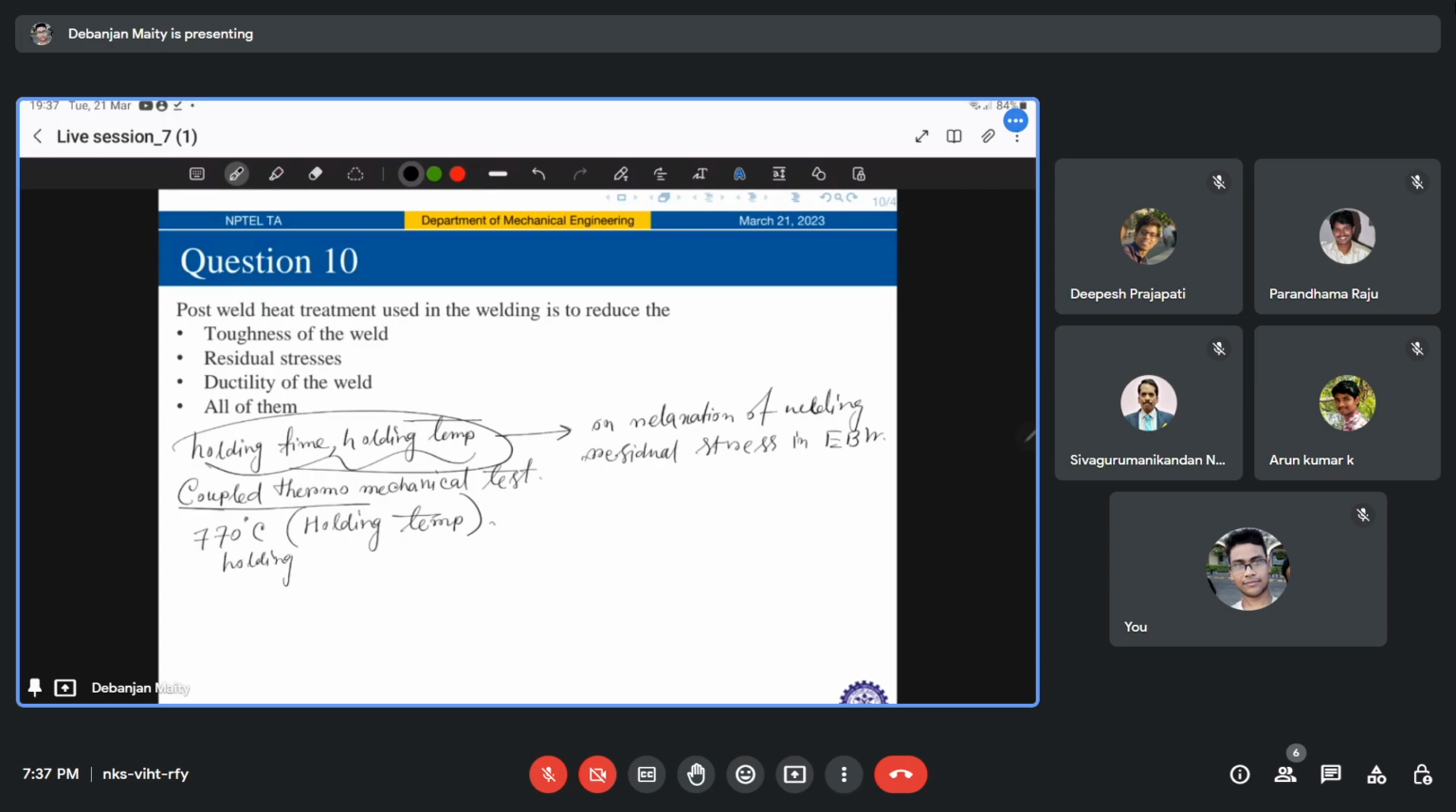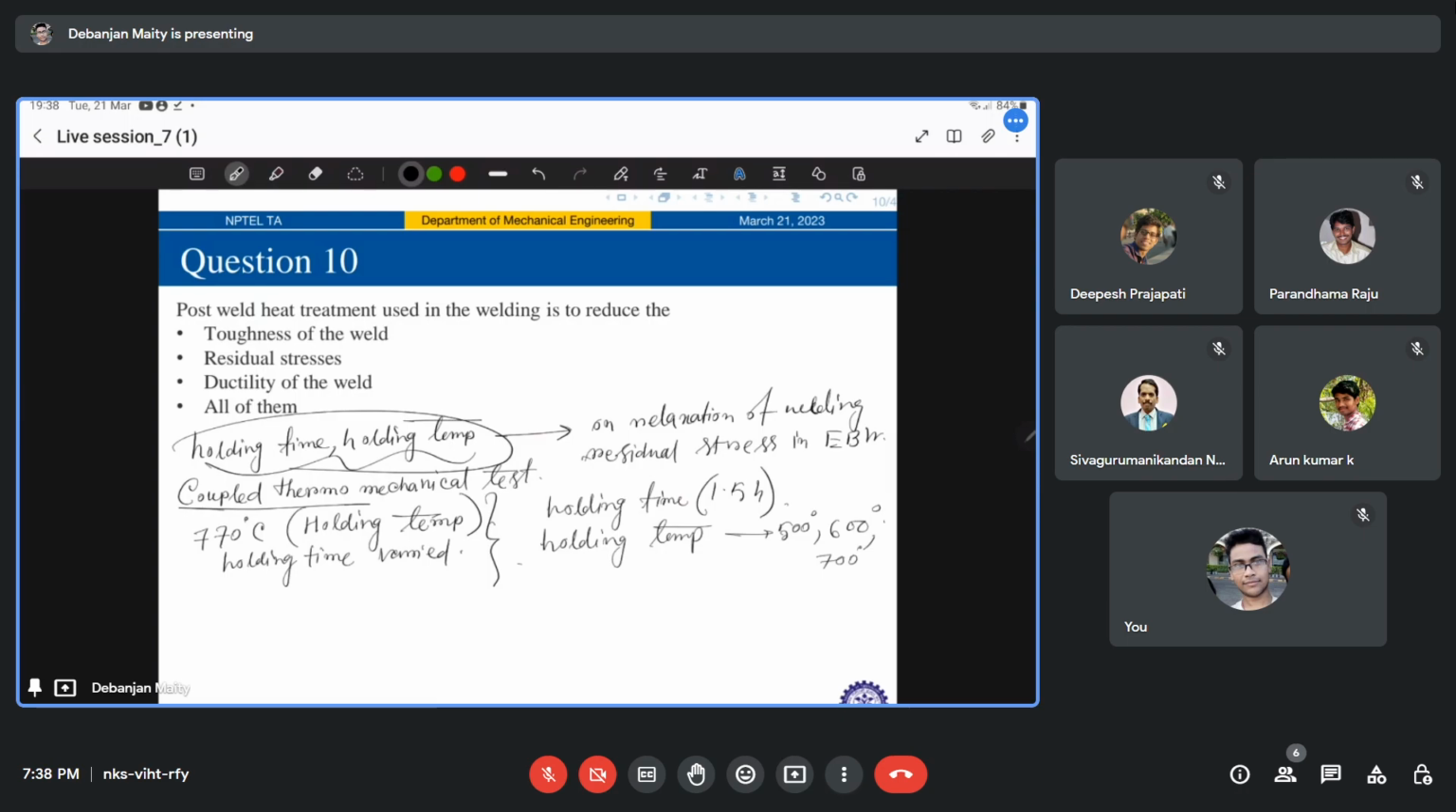Holding time was varied. This was one case. And then similarly, holding time was kept constant at 1.5 hour to determine the residual stress relaxation at different holding temperatures. Let's say some 500, 600, 700. You know?